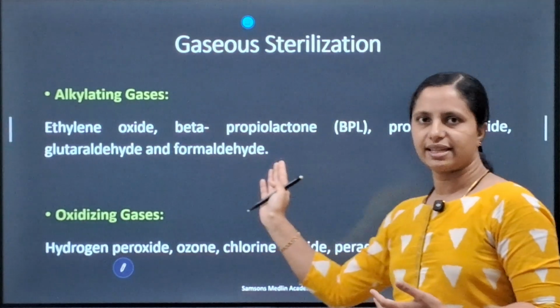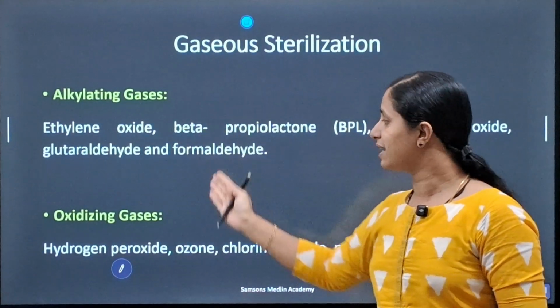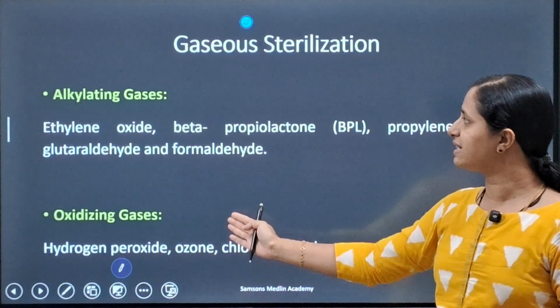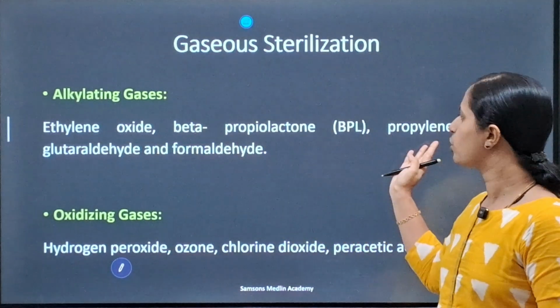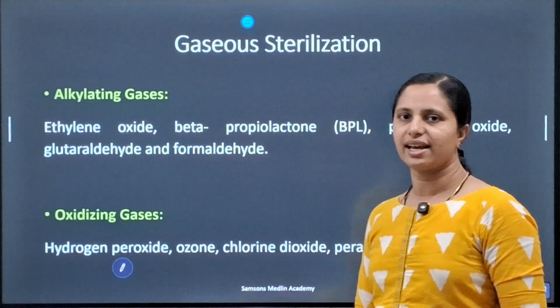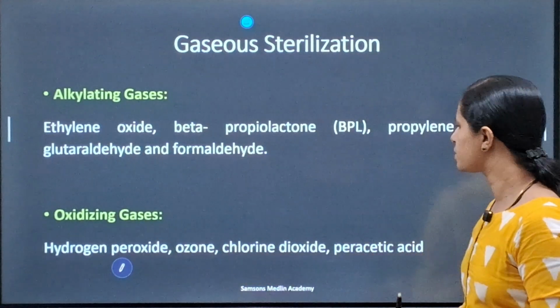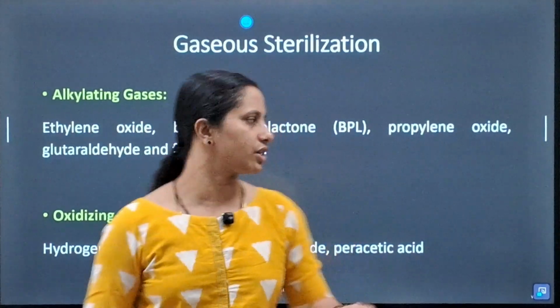So coming to gaseous sterilization, there are two types of sterilizing gases, alkylating gases and oxidizing gases. Alkylating gases, as we already discussed, are ethylene oxide, beta-propiolactone, propylene oxide, glutaraldehyde and formaldehyde. And oxidizing gases, the examples are hydrogen peroxide, ozone, chlorine dioxide and peracetic acid.